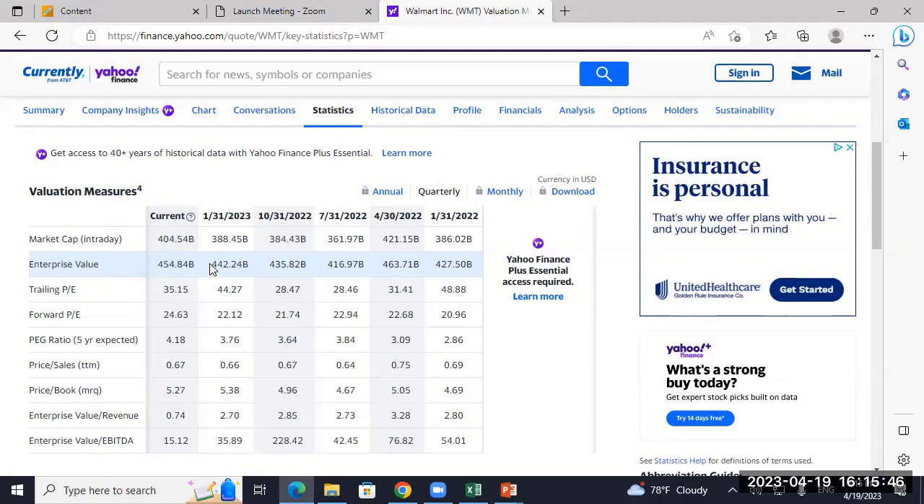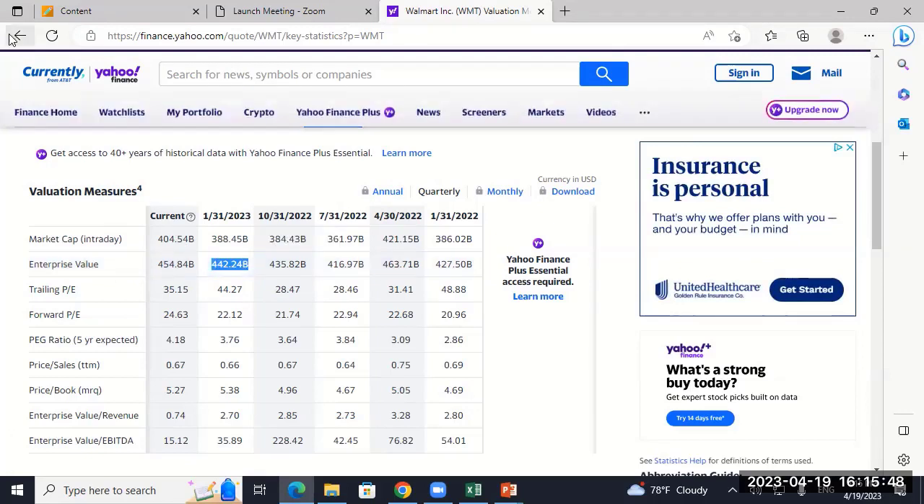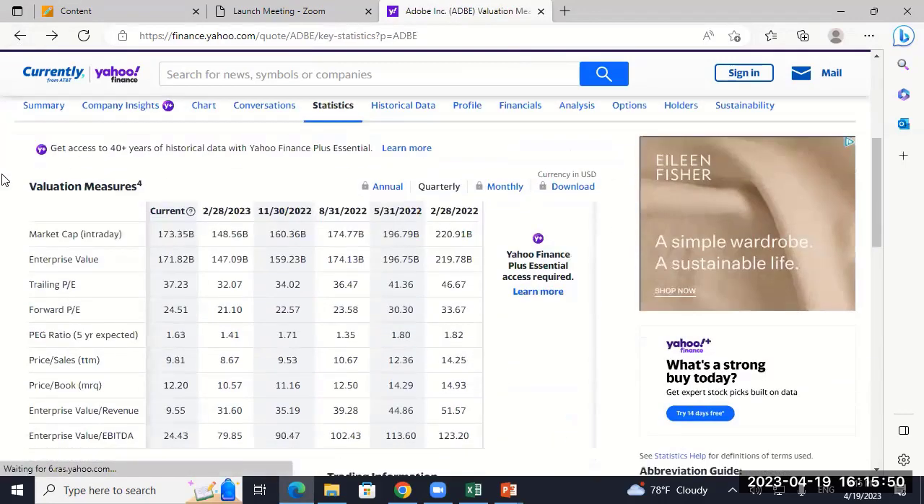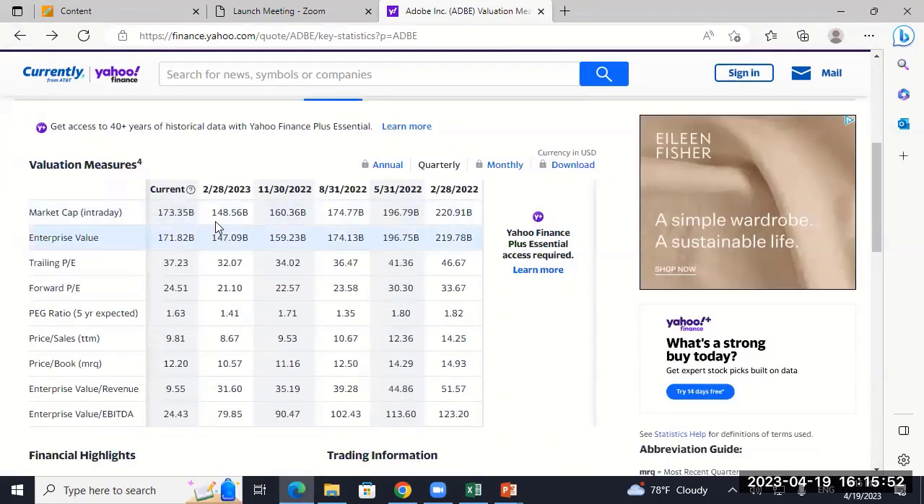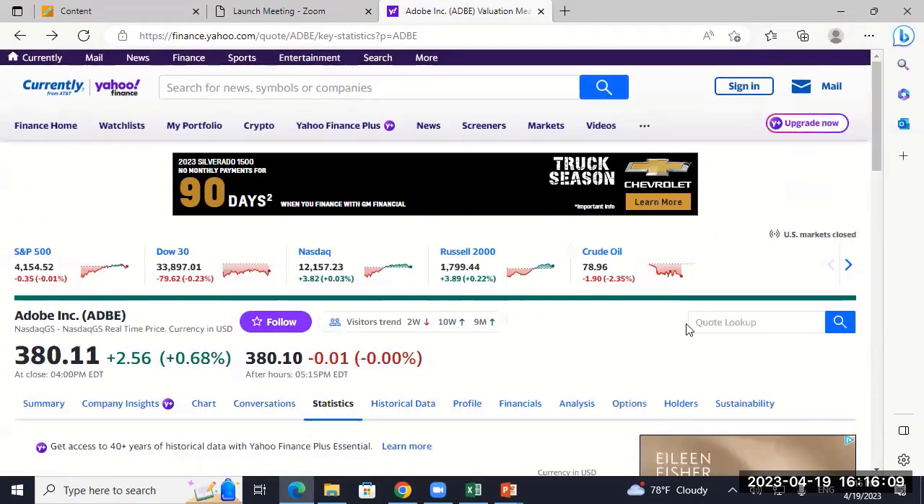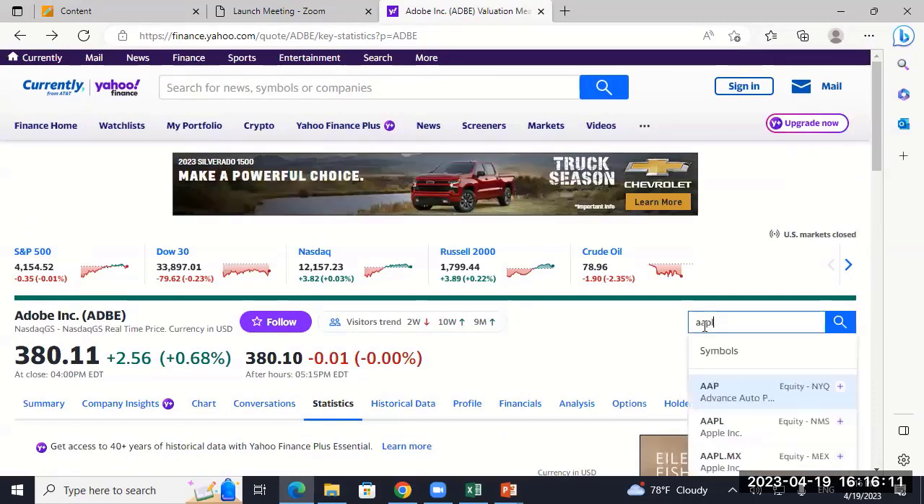But it's not gross debt. So how in the world could Adobe's enterprise value be lower than its market cap? Because it's net debt. Net of what? What would you subtract from debt? Cash. Yes. If a firm has a lot of cash, it's possible for the enterprise value to be lower than the market cap. So, a good example. Well, it may not work with Apple, but we'll try it.